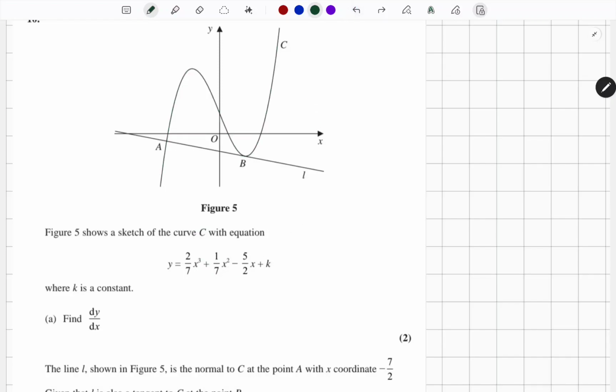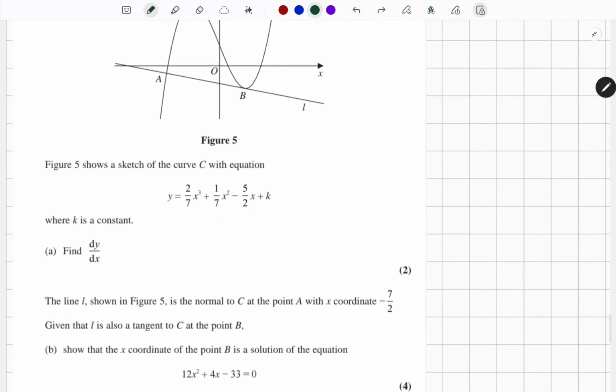Yep. So the shape is identifiable, recognizable. So k is a constant. It's the only parameter. Find dy dx. Okay, dy dx for polynomials, it's an easy task.